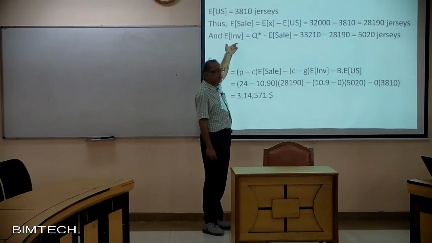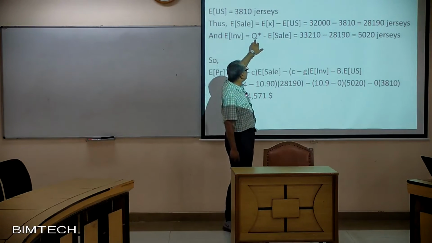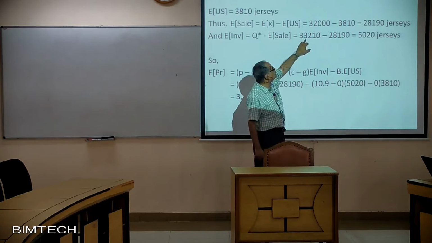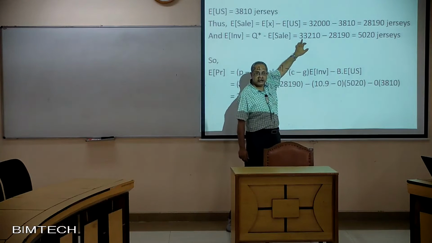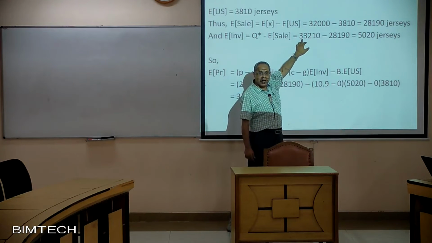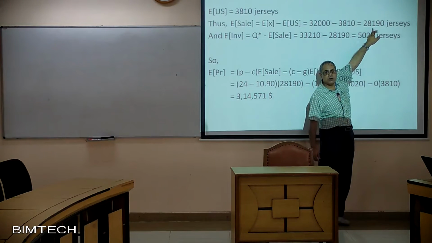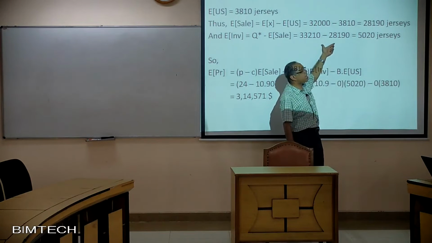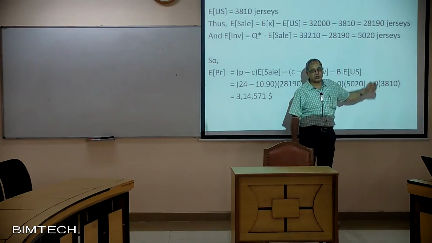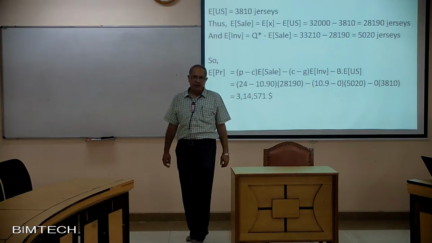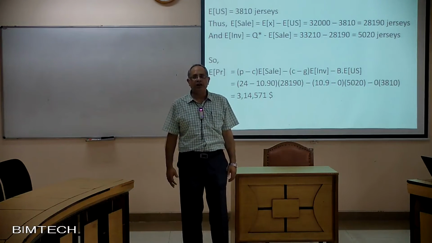What is the expected inventory that we are left with? Well, we ordered 33,210. Remember, our Q star value was 33,210. We ordered this many units. On an average, how many did we sell? On an average, we sold 28,190. And therefore, on an average, how many are we left with at the end of the demand? We are left with, on an average, 5,020 jerseys. That is the expected inventory on hand at the end of the demand period.